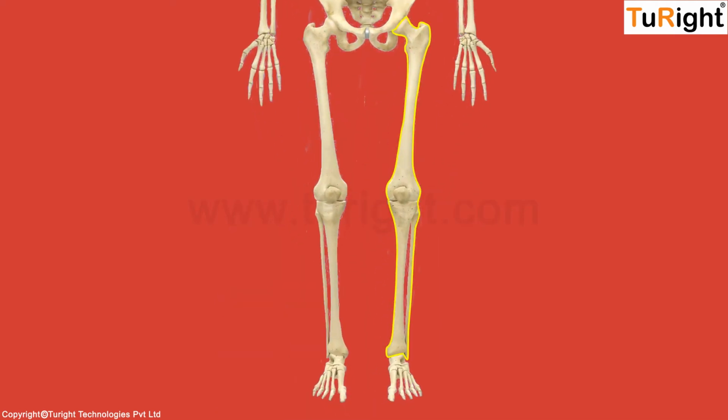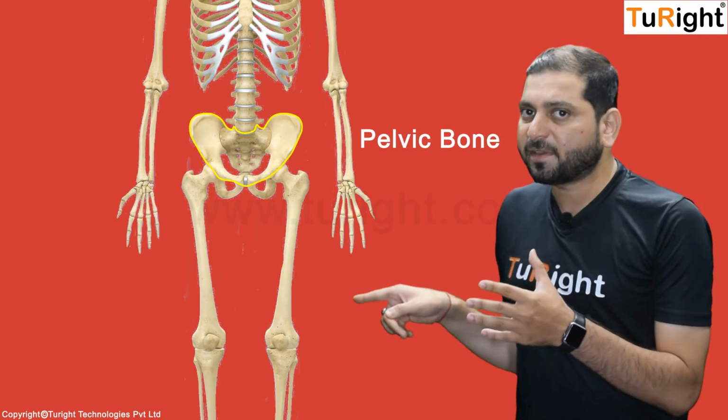Similarly, three bones in the leg together form the hind limb. These are one bone in the upper leg or the thigh and two bones in the lower leg. The legs are supported by the pelvic bone. All these together make up the skeletal system.